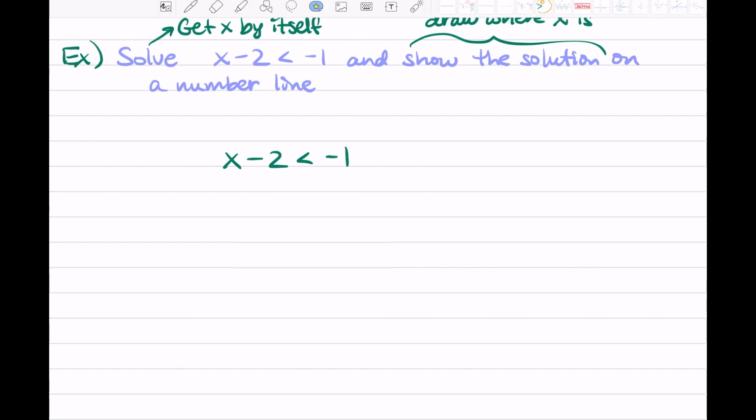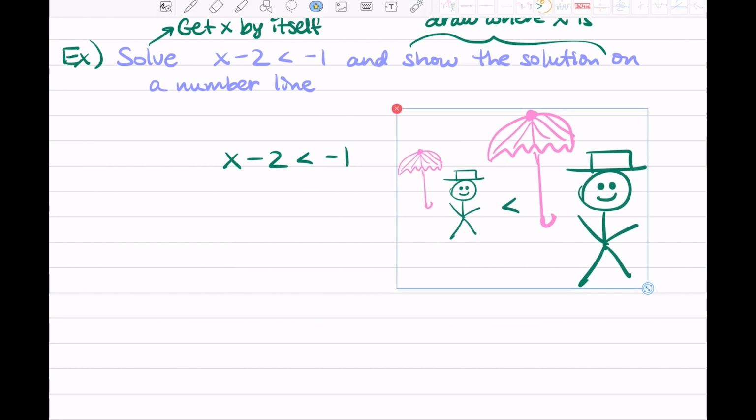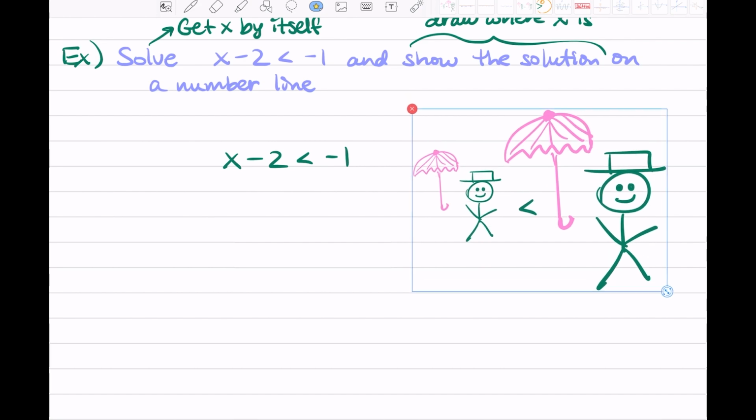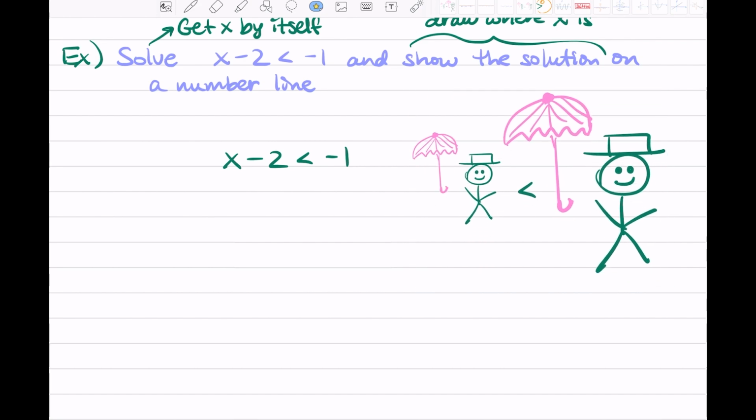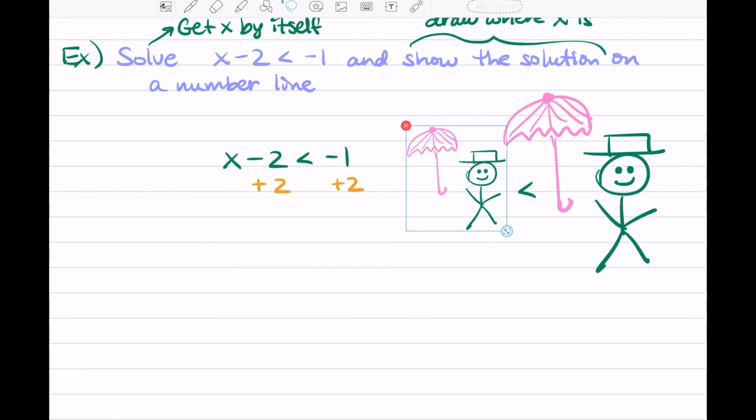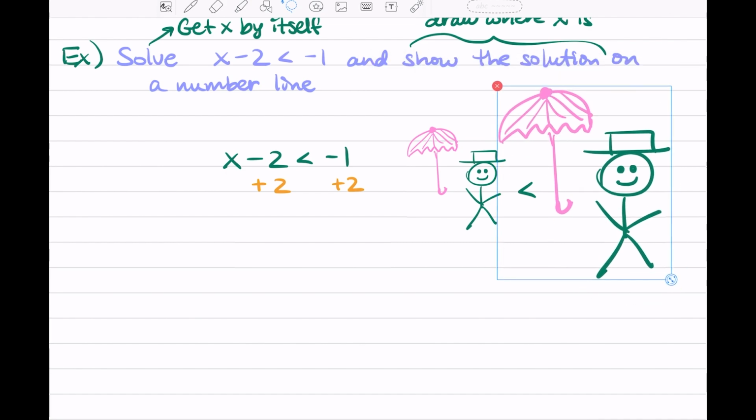Well, we've talked about this little picture where we have something that is bigger or smaller than something else. In this case, we have something smaller than something else. We don't know how big and small they are, right? We just know that something is smaller than something else. So in a similar way, if we do something to one side, like add 2, we have to do it to both sides because we don't know how big and small they are. If we make this guy a little bit bigger, we have to make this guy a little bit bigger.